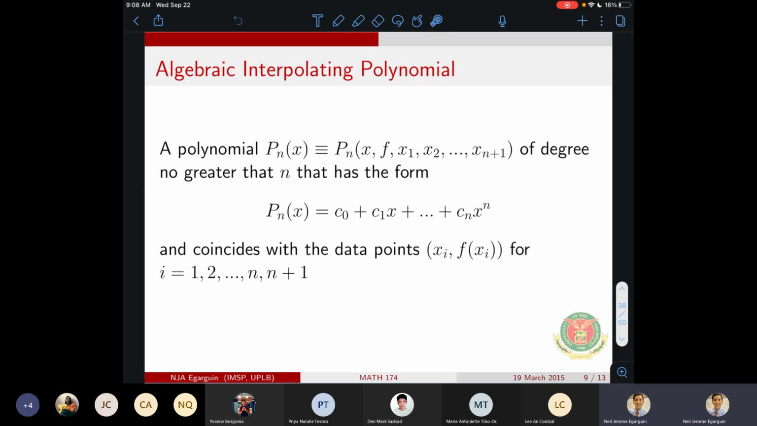And then of course, it's a polynomial of degree no greater than n. So ganito yung magiging itsura niya for some constants c sub i's. And this will coincide with the data points x sub i, f of x sub i for all the given x sub i's. So ito lang yung interpolatory requirement. And this polynomial p sub n is called the algebraic interpolating polynomial. So ito na yung kanina pa nating mine-mention, pero I just put it here formally. So ano yung ibig sabihin ng interpolating polynomial?